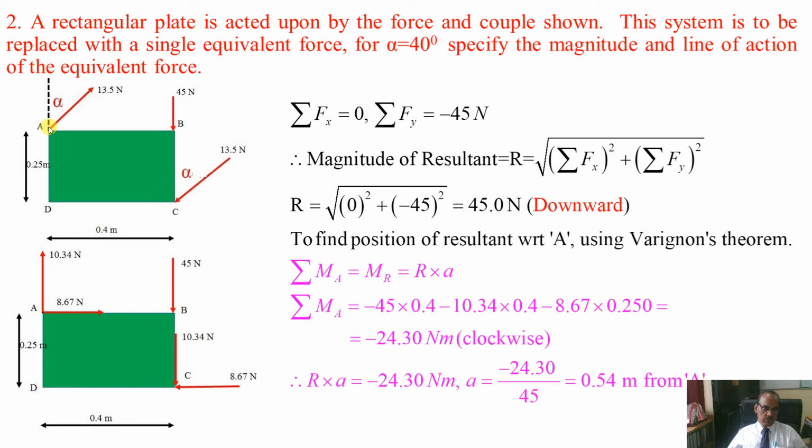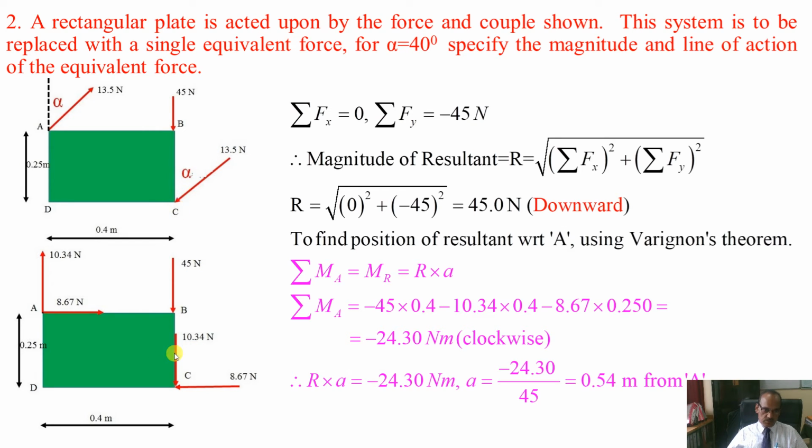You see this force, I will resolve it into two components. The vertical component will be, this alpha is given as 40 degrees, so with horizontal how much will it be, 50 degrees. So you can take 13.5 sine 50, which will come to 10.34. If you take cos, it will be 8.67 Newton. This is a vertically downward force, no need to resolve.